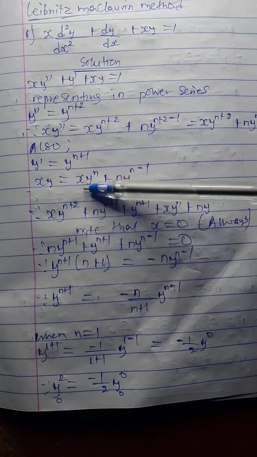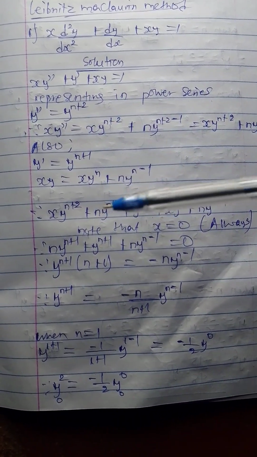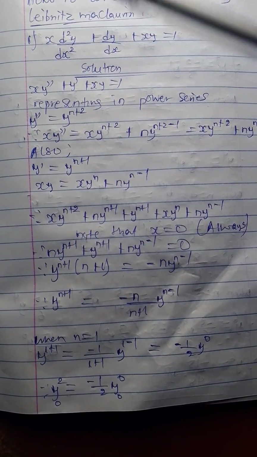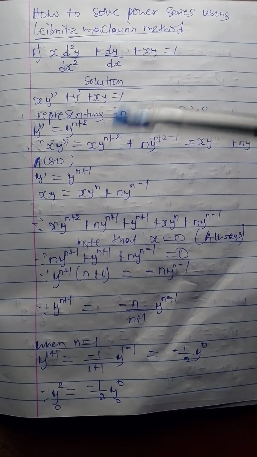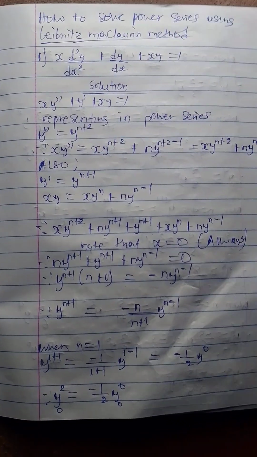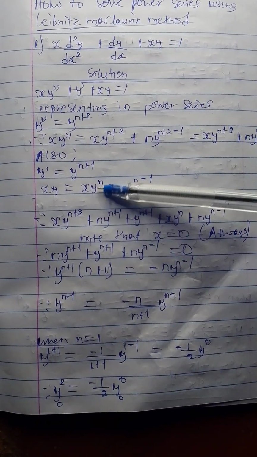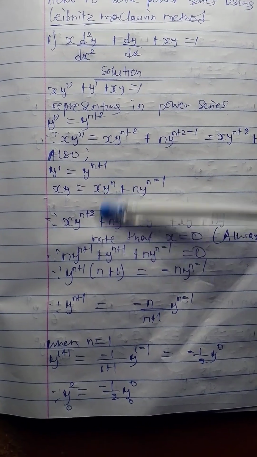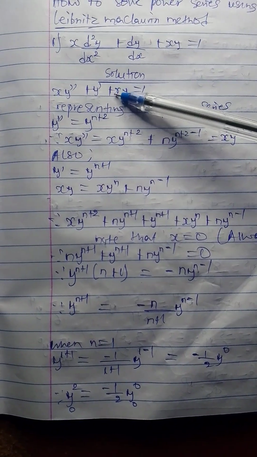Now what is xy? Know that in a power series, if y has no power, like y' or y'', just let the power of y be n. So that becomes x y raised by n, because it has no power like y' or y''. So that becomes x y raised by n plus the differential of x, which is 1, so the differential of n is n y raised by n minus 1.